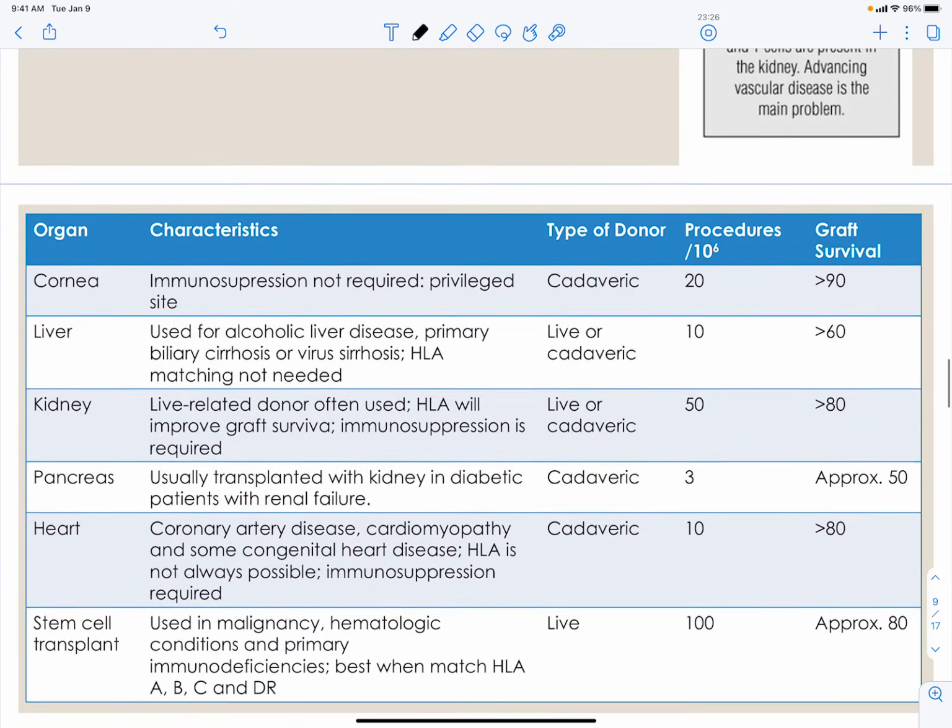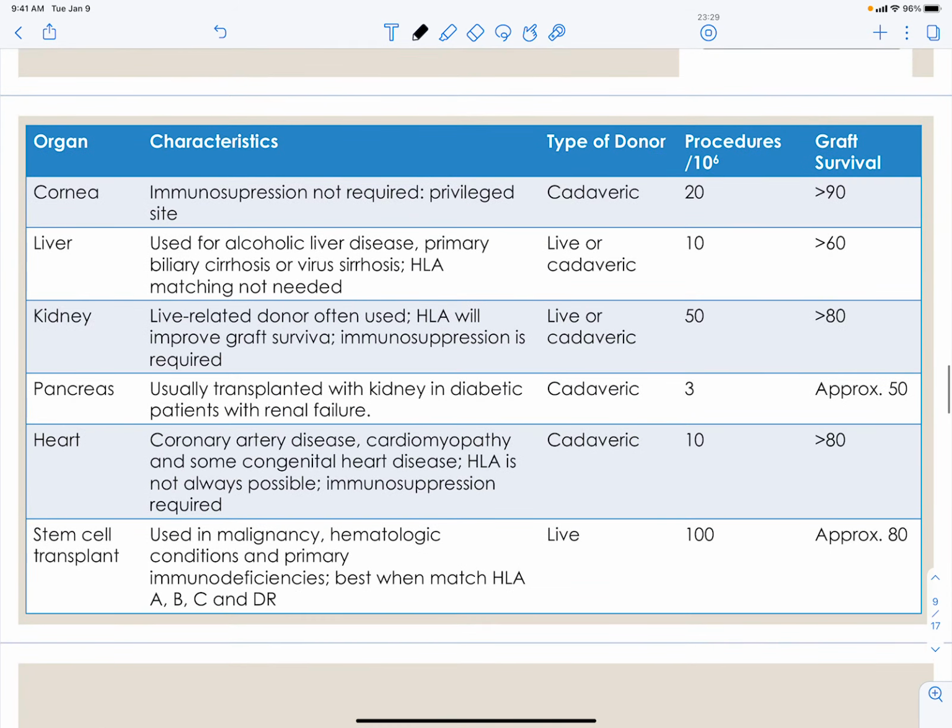Okay, so here's just a list of tissues that have been or are commonly transplanted. On the top is the easiest to transplant, which is the cornea, and down at the bottom is the hardest to transplant, the stem cells. In between are just various levels. So remember, for our liver, you do not have to have HLA mismatching or matching. So HLA matching is not needed.